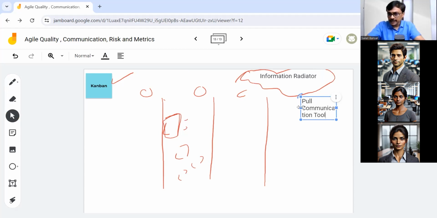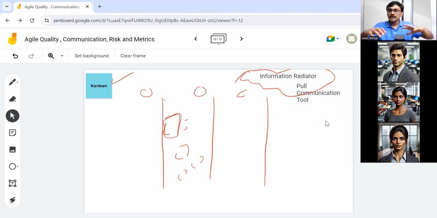So at any point in time, anyone can pull the information and understand what is happening here. It is not that I need to be told. I can say, I want to know what is happening in the team. I will look at a Kanban board. So I have a wish to see a Kanban board. I see it. So I am pulling information myself. Nobody sending email to me, nobody giving a call to me. I can do it at any point in time.